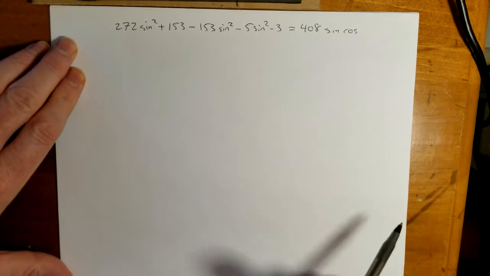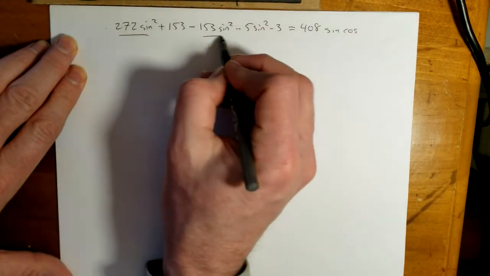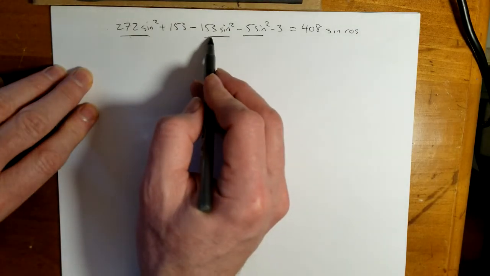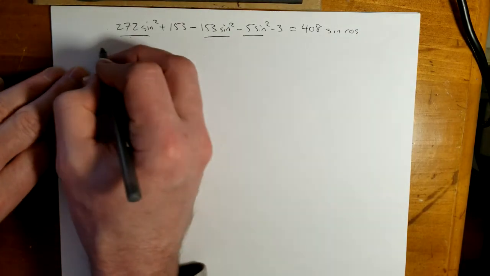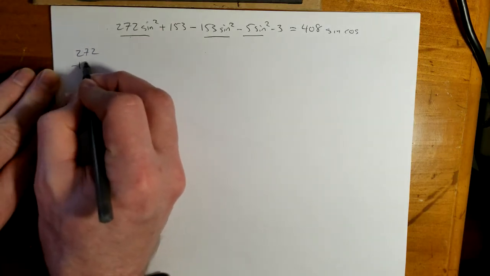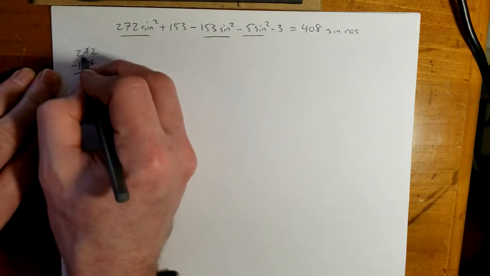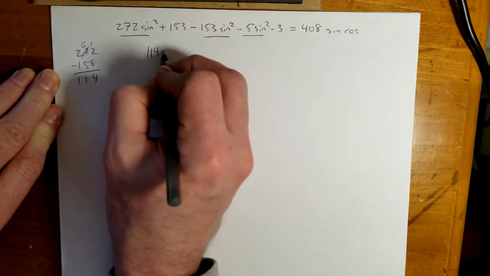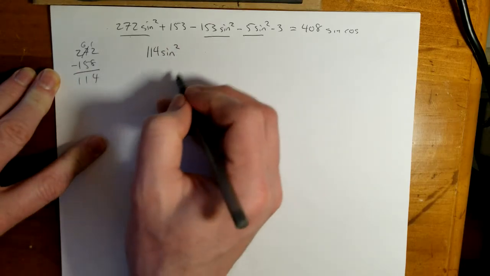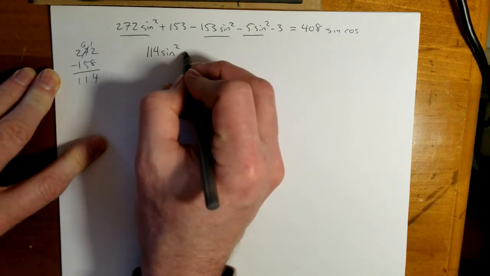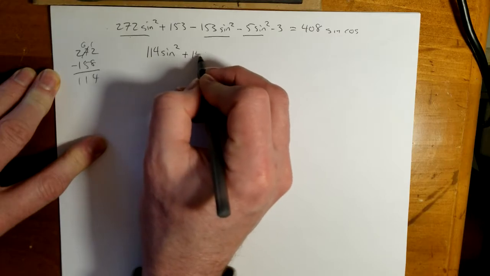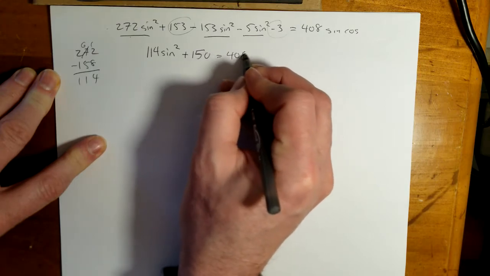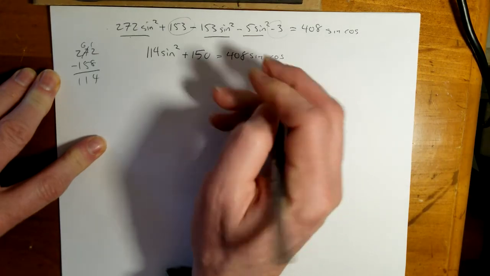All right. Let's combine like terms. I've got sine squared and sine squared, so 272 minus 153 minus 5, so that's 272 minus 158. So I have 114 sine squared plus 150, combining those two, is equal to 408 sine times cosine of theta.